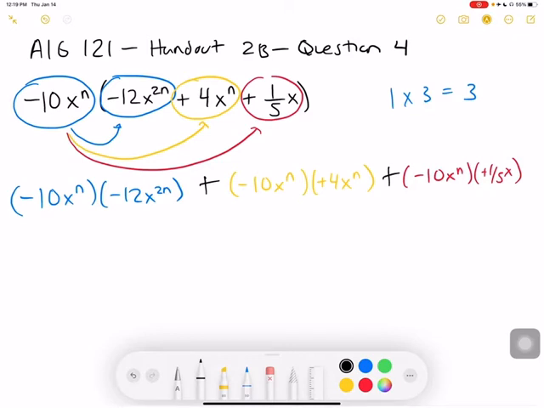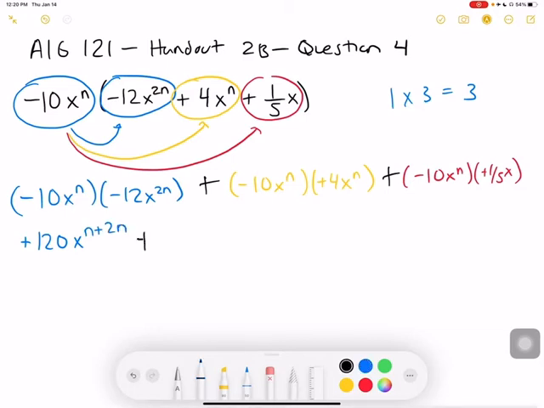Let's start with the first one. Monomial times monomial means I have to multiply the numbers: negative 10 times negative 12. 10 times 12 is 120, and negative times negative is a positive sign. When multiplying the variables, remember that multiplication of variables results in addition of exponents. So x to the power of n times x to the power of 2n gives x, but I have to add those two exponents: n plus 2n.